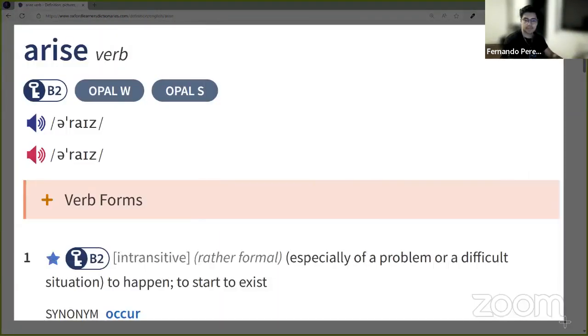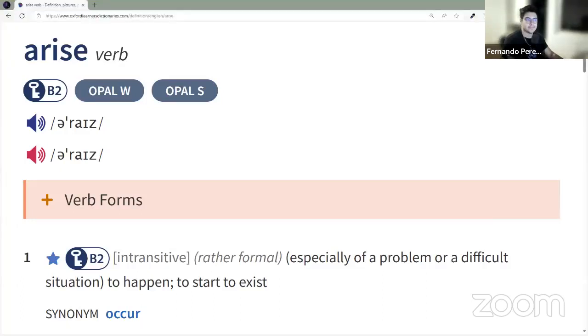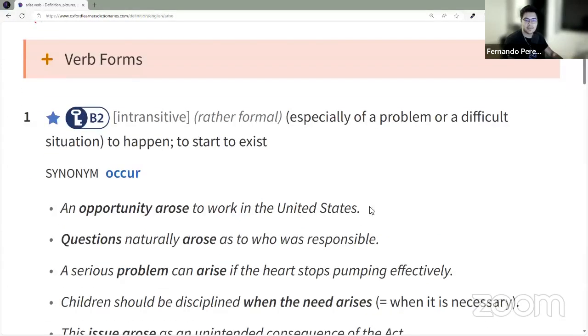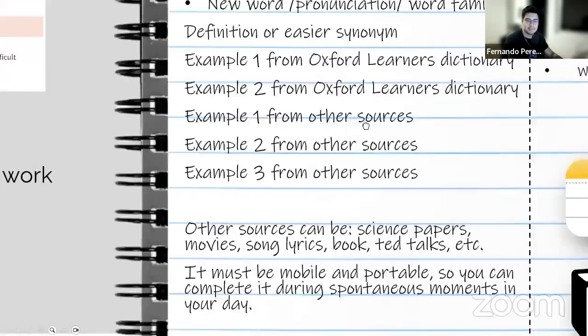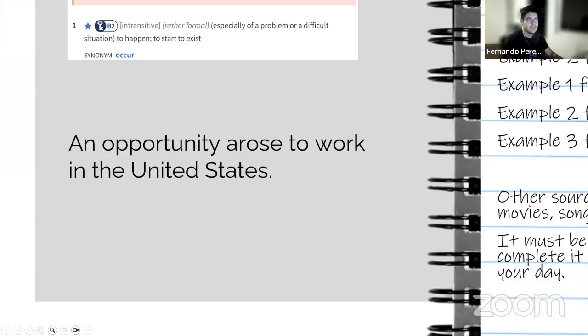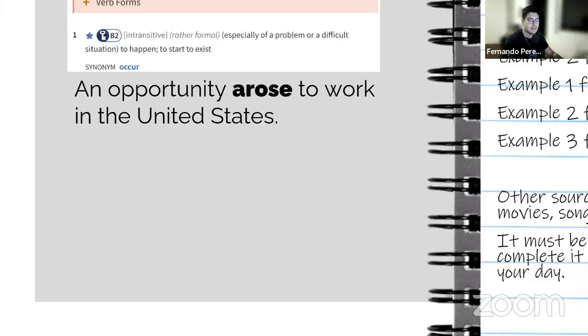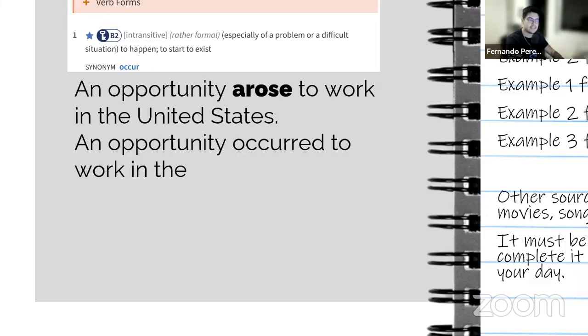So we have this definition and a synonym. And what you need to do is to take the definition and the first example and copy this example in a way that you can understand the word with simple words. An opportunity arose to work in the United States. As you said, Chris, an opportunity occurred to work in the United States. Or in the definition we have to happen.